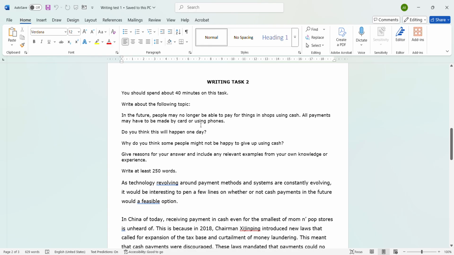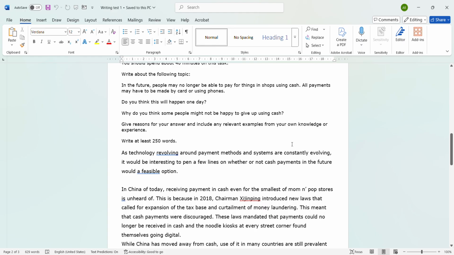In the future, people may no longer be able to pay for things in shops using cash. All payments have to be made by card or using phones. Do you think this will happen one day? Why do you think people might not be happy to give up using cash? Give reasons and examples from your own knowledge.